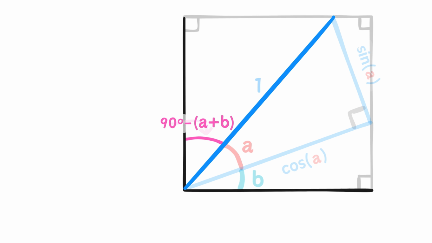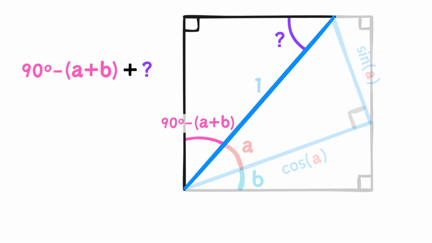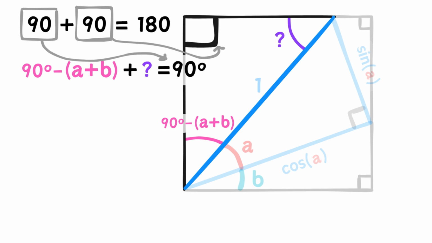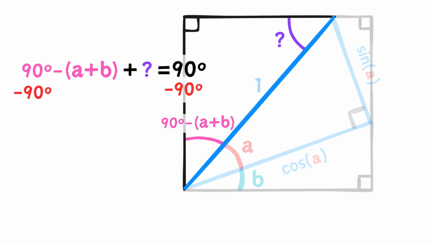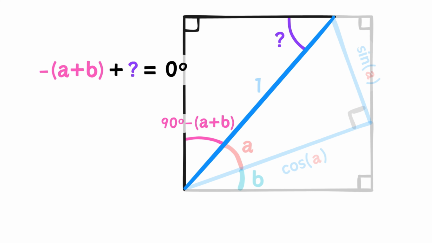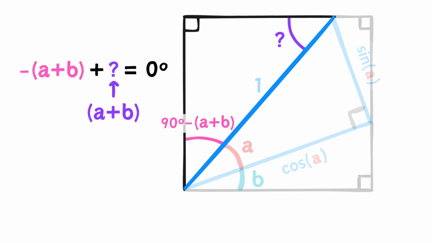So now, if we want to find this angle on the top in the purple, we can add it to the pink angle. This should give us 90 degrees because it's in a right triangle whose right angle has the other 90 degrees. To solve for the purple angle, we can subtract 90 degrees from both sides, and we know that it must be A plus B degrees.